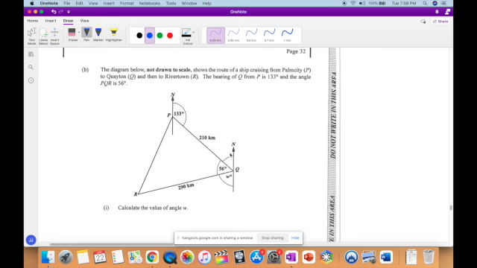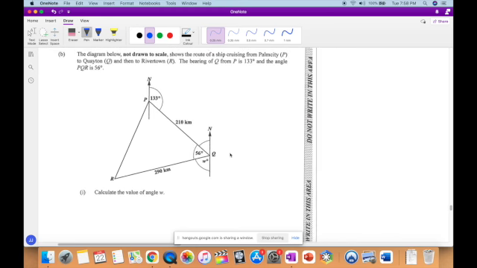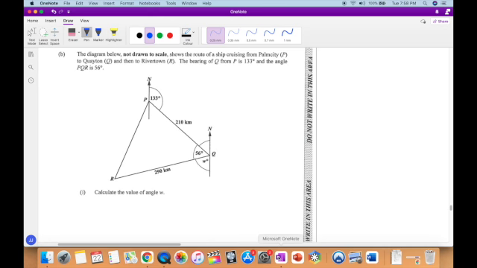Bearings. So we have the sine and cosine law that we're going to have to employ here now, because bearings is sine and cosine rule, right? So the diagram below, not drawn to scale, shows the route of a ship cruising from Palm City, from P to Q and then to R. So what they're saying is that the ship's starting from P, and you notice how the bearing is always measured to the north line. So if it's going in this direction, the bearing is 133 degrees from the north line. So it's going from P to Q here.